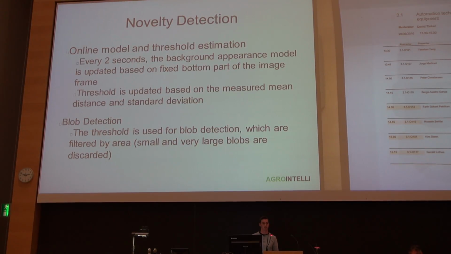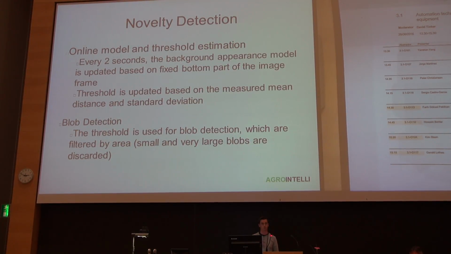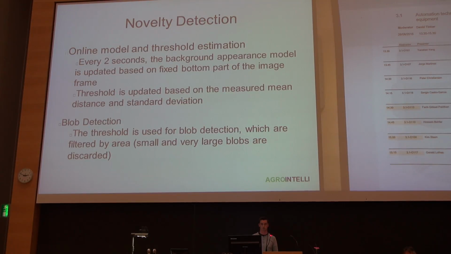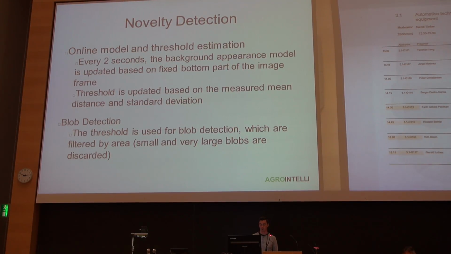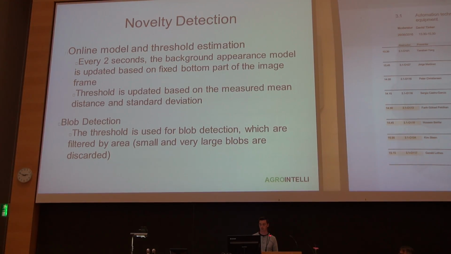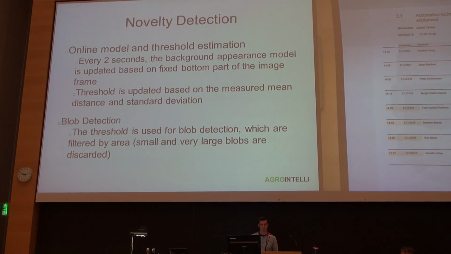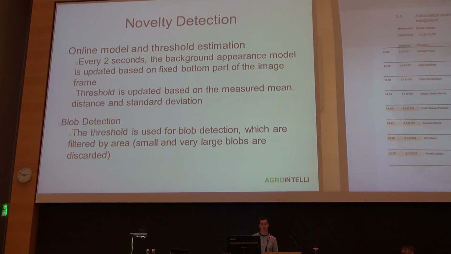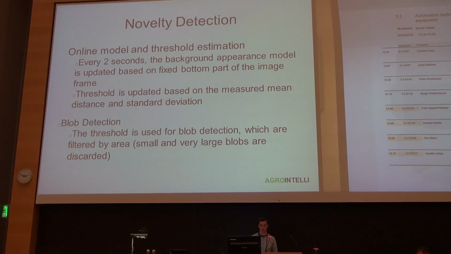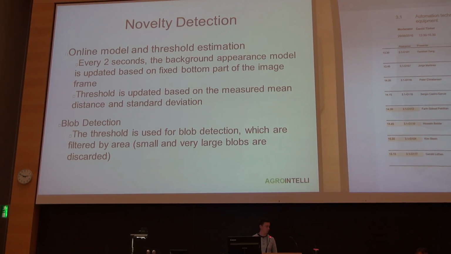So the way we detect the obstacles is to perform simple thresholding on the distance map, and then do a blob detection to filter out very small blobs, which could be noisy pixels, and also very large blobs, which could be false detection of maybe a shelter belt or a road on the side, which is not part of the field.